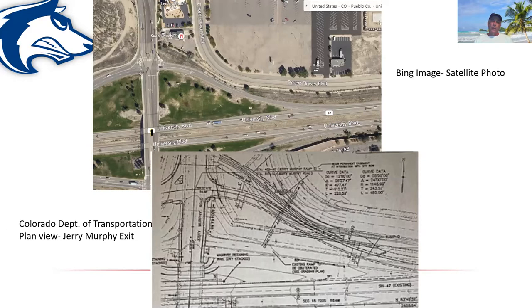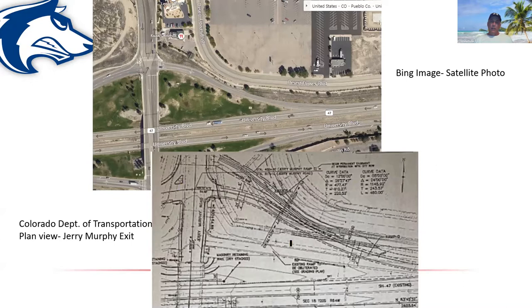This overpass that we're seeing right here is the overpass that goes to Jerry Murphy Road. Many of you may be familiar with Kwan's Kitchen. That sits right there, and off into the distance over here would be where the Big Lots store is located. The reason I pulled this one in is it helps me explain what a horizontal curve is and how it is used in highway construction.